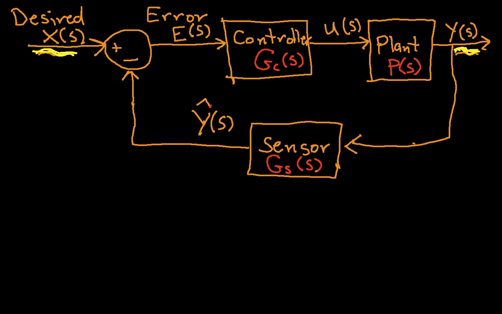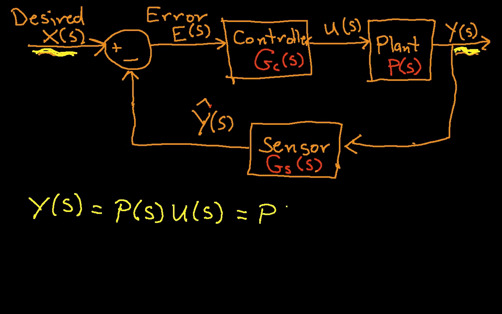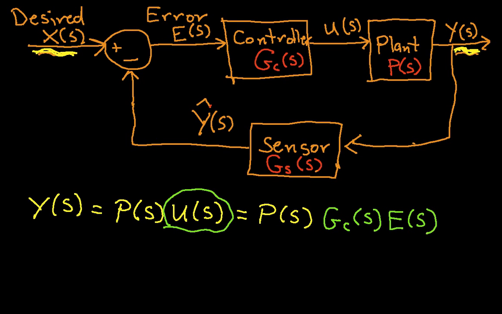I'm going to go through this fairly quickly because I don't want to waste a whole bunch of your time with it. Okay, so Y of s is given by the transfer function of the plant times the input to the plant, U of s. The input to the plant is given by the transfer function of the controller times the error signal.